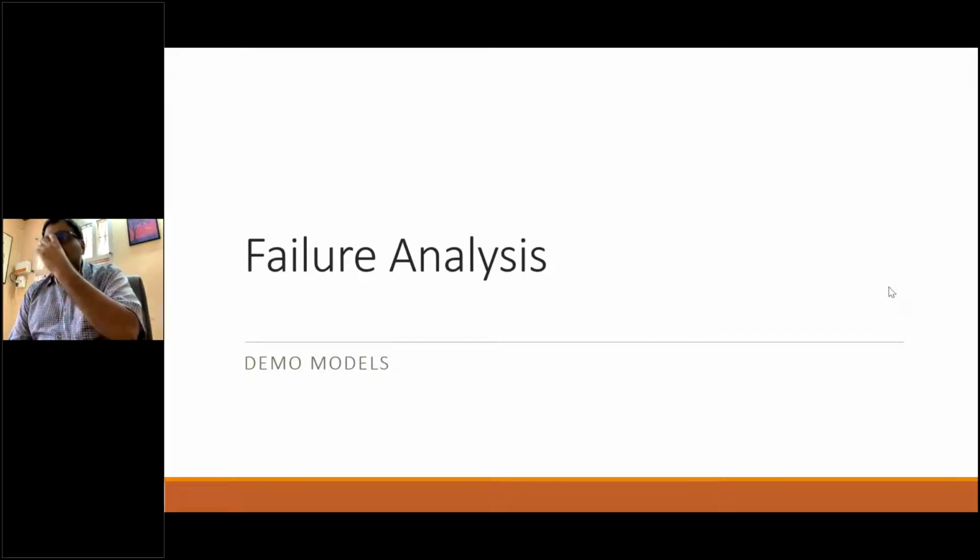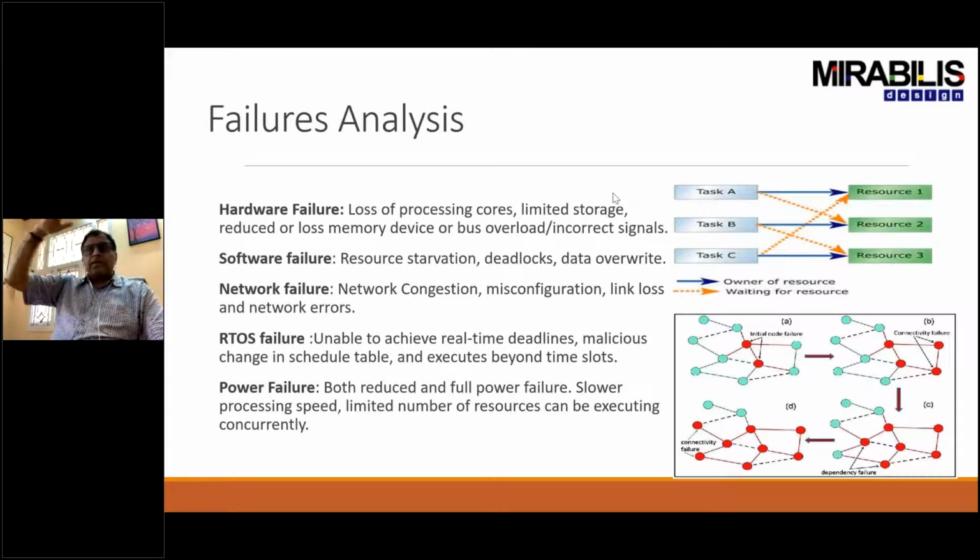So, for example, here, you can have a variety of failures: hardware, software, network, RTOS, and power failures. Depending on your design, you can select one or the other failure as well. And you can decide which one makes sense for you to investigate further, or everybody's saying, oh yeah, these are all within my boundaries, so I don't have to worry about them.